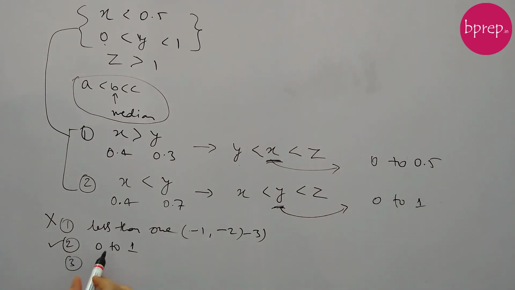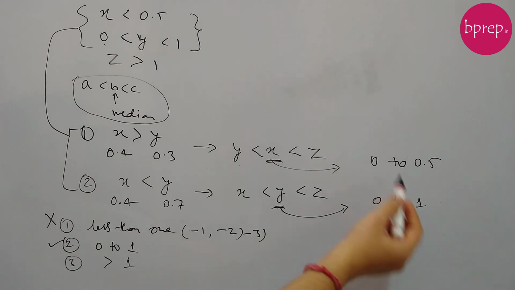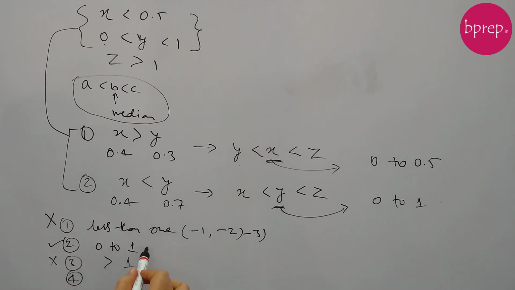The third option is, can it be greater than 1? No, because in either case we don't see that. And the fourth option is, cannot say. But we can determine that it's between 0 and 1, so even the fourth option is not correct. Hence the second option is the correct one.